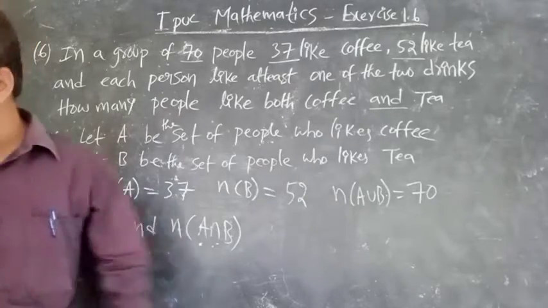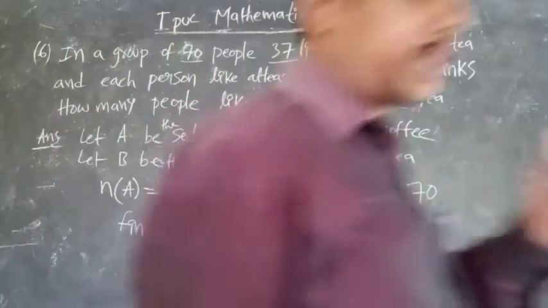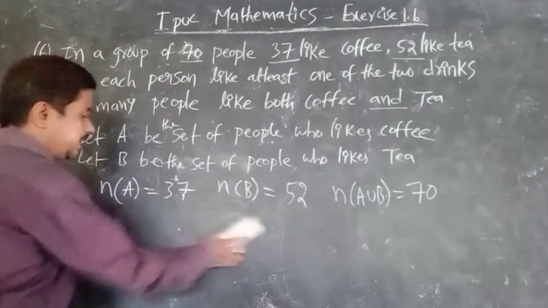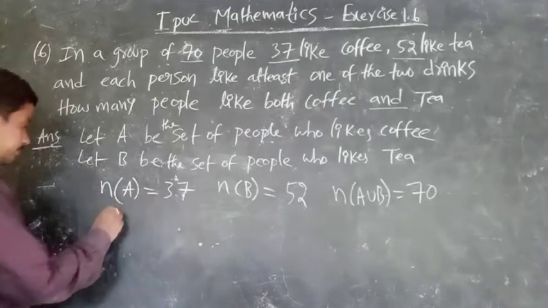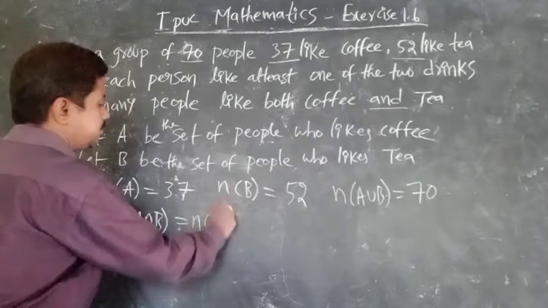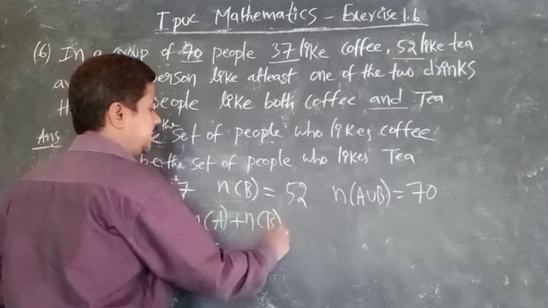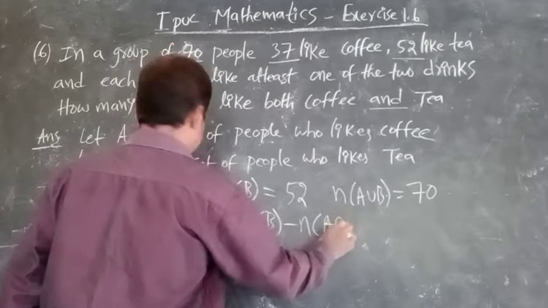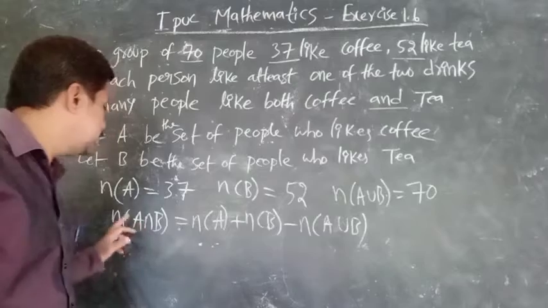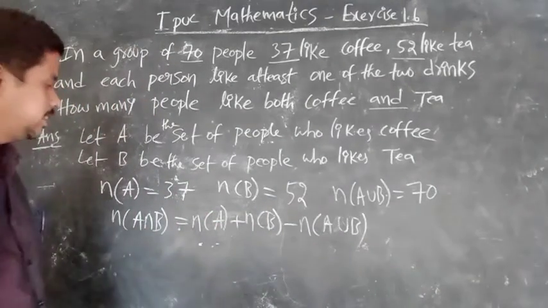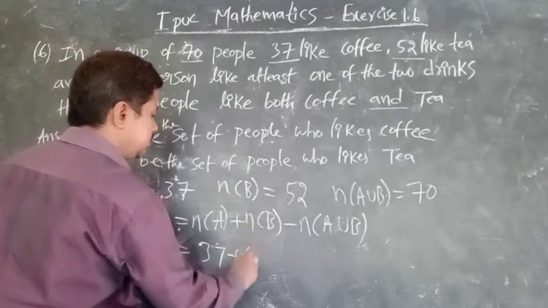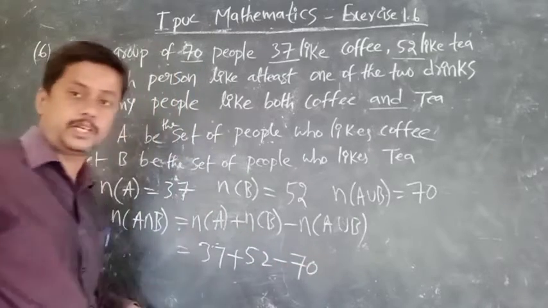What is the formula for n of A intersection B? Very very important formula. You already know. n of A intersection B is equal to n of A plus n of B minus n of A union B. That is the technique. Substitute all these values: 37 plus 52 minus 70.